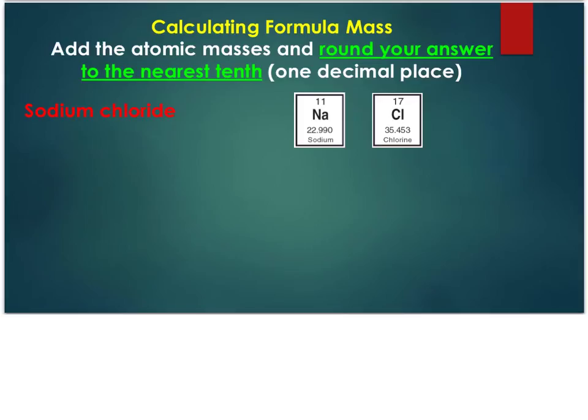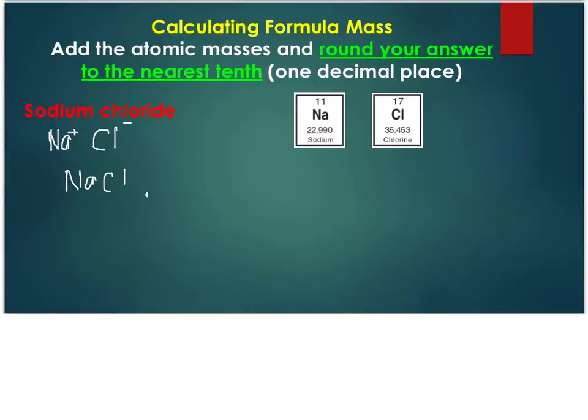So how do we calculate formula mass? What we do is we add the atomic masses together and we round our answer to the nearest tenth, that is the nearest decimal place, one decimal place. So let's look at this example here. We have sodium chloride. So the first thing we should be doing is writing the formula for sodium chloride. And we know that is Na plus, Cl minus. So we know it's going to be NaCl.